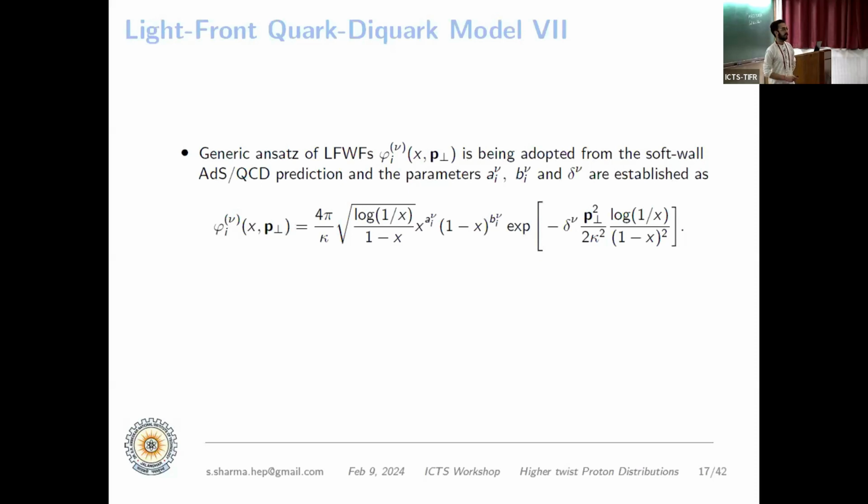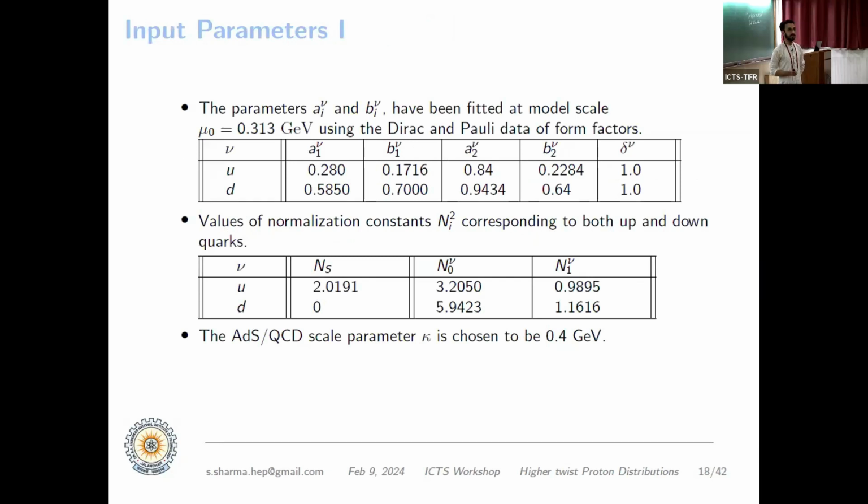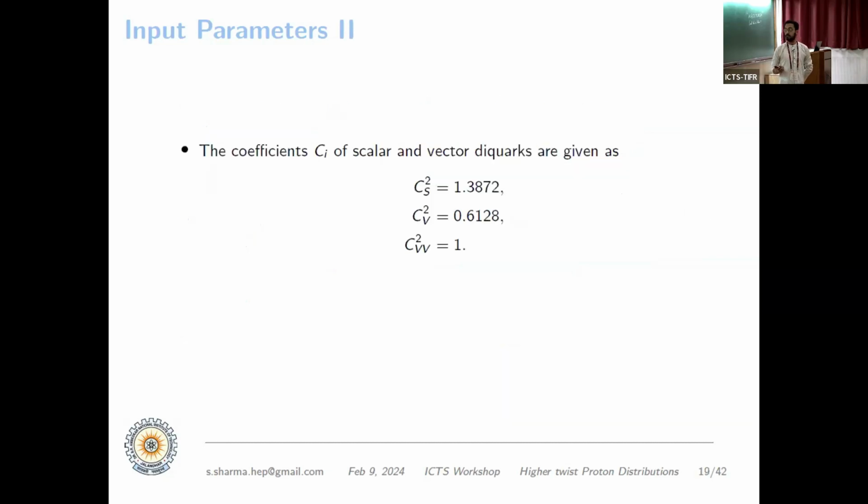These light front wave functions have been adopted from light front AdS/QCD, with some modification by the parameters A, B, and delta. So what are these parameters A, B, and delta? These parameters have been fitted using Dirac and Pauli form factor data, and the values of the normalization constants are given in this table. We can see that for a down quark, we do not have a contribution from the scalar type quark. The AdS/QCD scale parameter kappa is chosen to be 0.4. These are the values of the normalization constants.